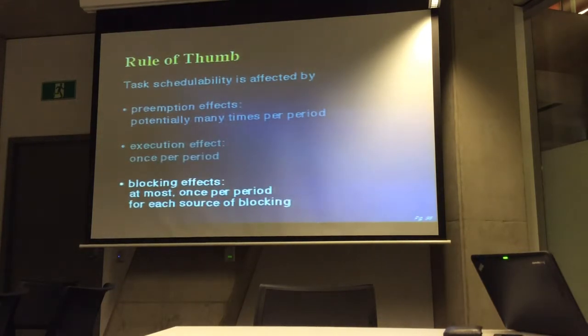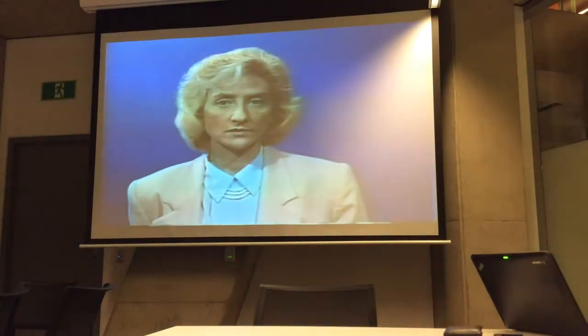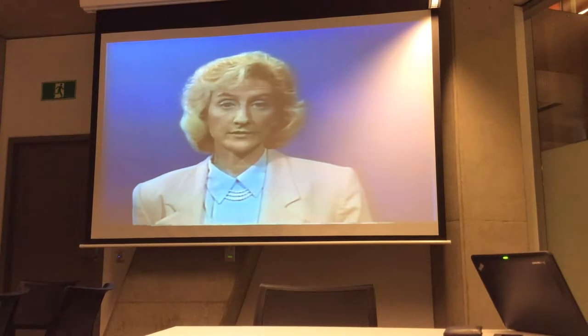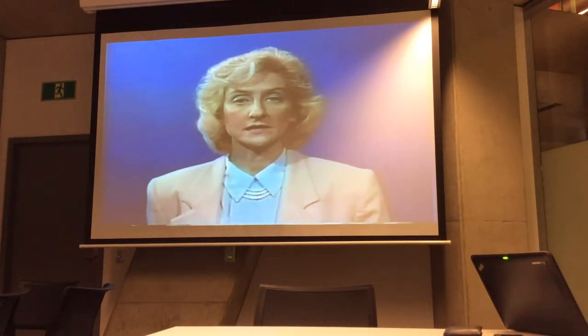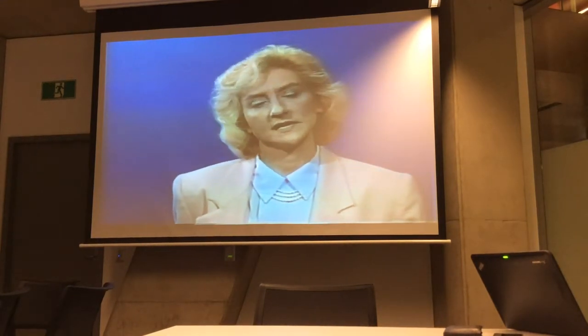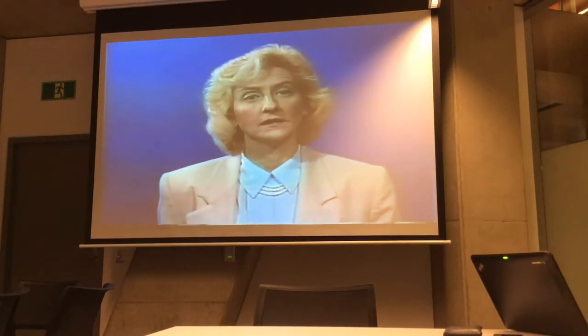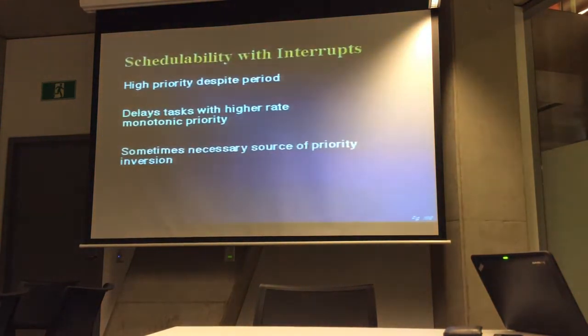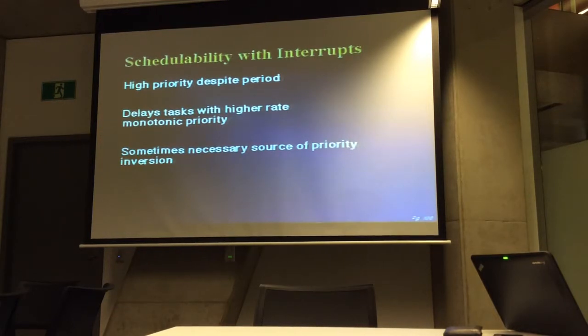Blocking effects. These are the lower priority tasks that have the potential of preventing task J from executing. Such tasks can occur at most once each during J's period. How do we know that? Well, by definition, lower priority tasks have longer periods, and obviously a longer period can't occur twice during a shorter period. Notice that I'm not saying that all priority inversion is bad. Interrupt-driven tasks will have a high priority despite their period length, and they will delay tasks with higher rate monotonic priority. Sometimes, however, they're necessary.